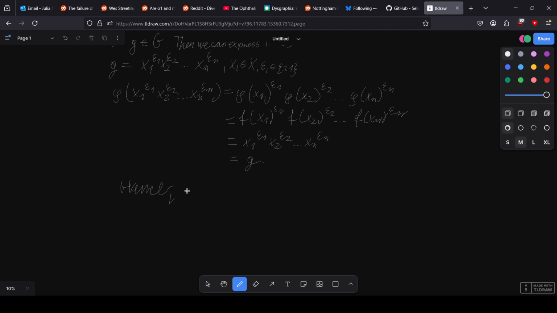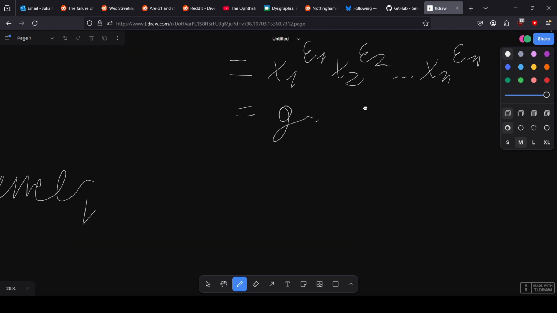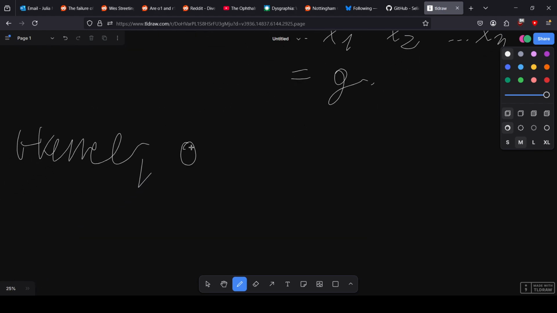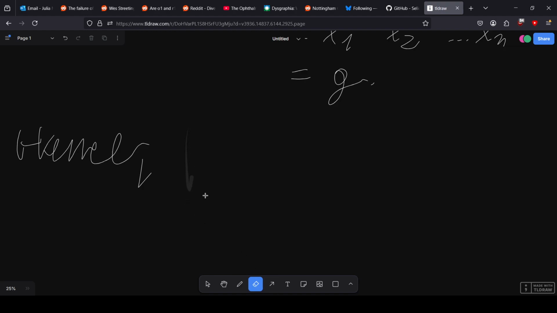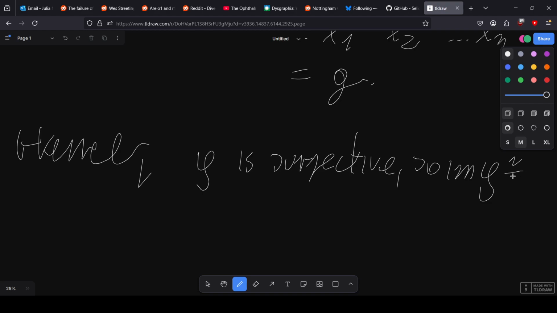Hence, phi is surjective. So, the image of phi is exactly G. And we are done.